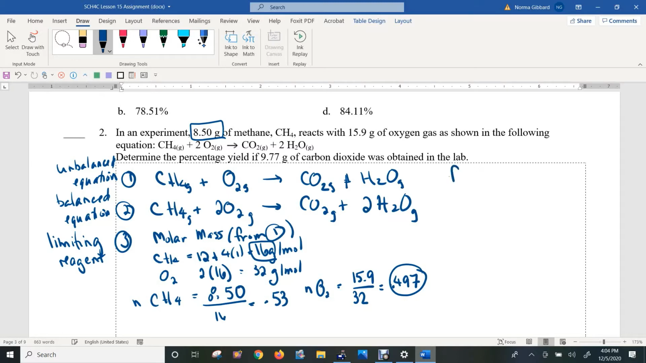Okay, now, one more thing we want to note. So from equation 2, we have the 2 mole of O2 to 1 mole of CH4. And O2 is our limiting reagent.